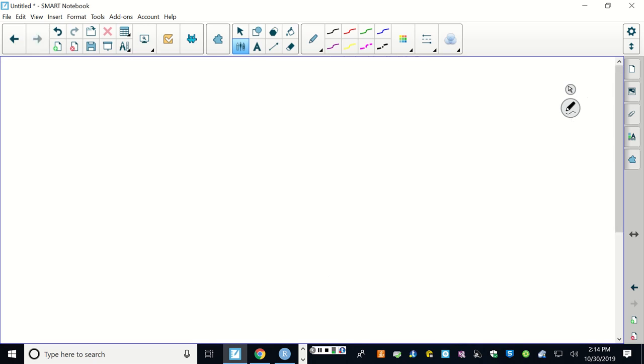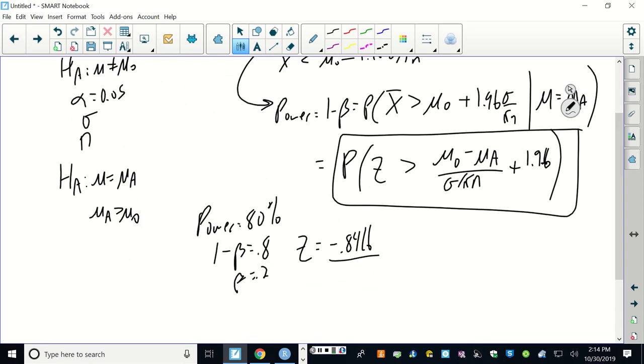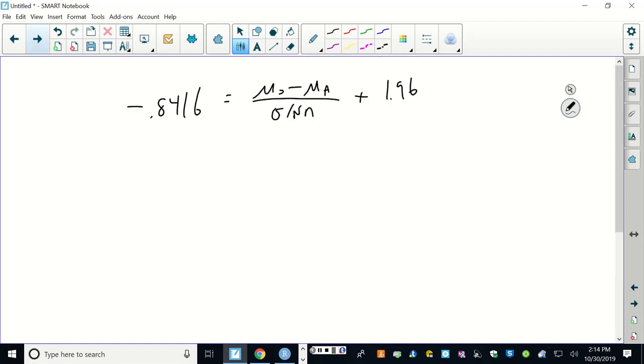And so we're going to set negative 0.8416 equal to our mu sub 0 minus mu sub A, sigma over the square root of n, plus 1.96, right? Where did that come from? That came from, right, this part here, matching that number. Right? So that's what I wrote.